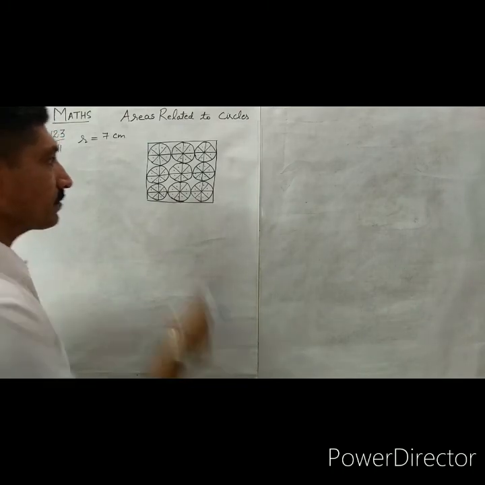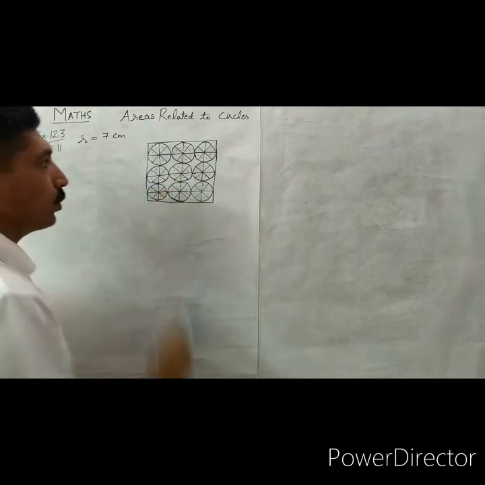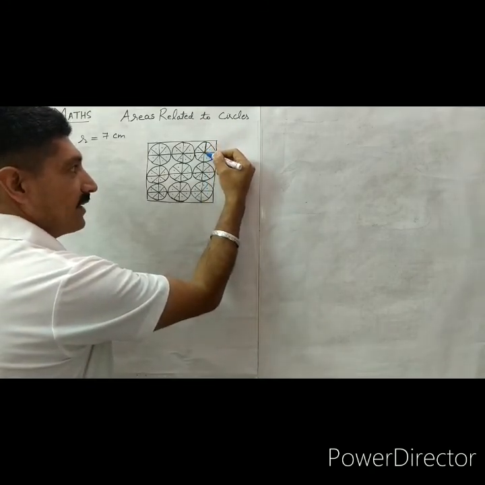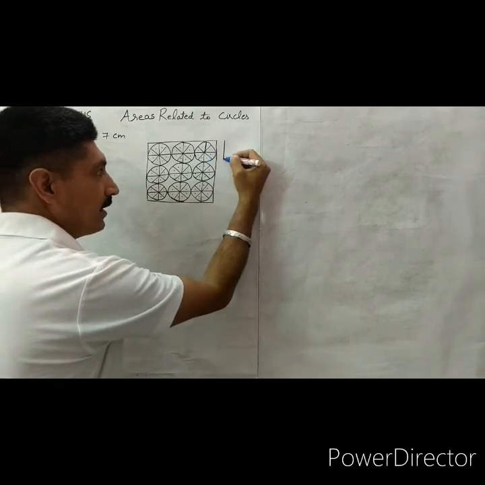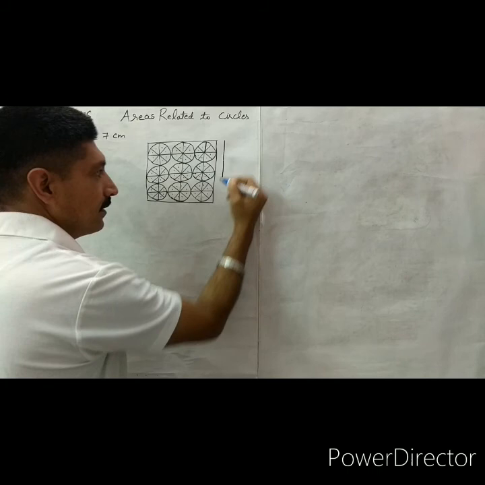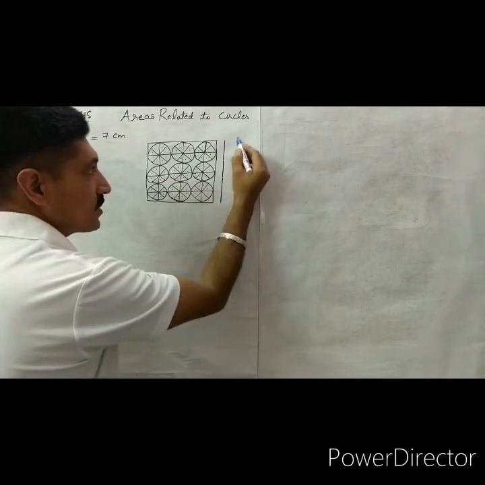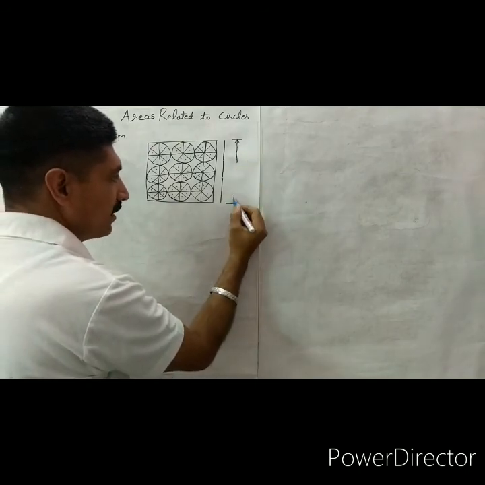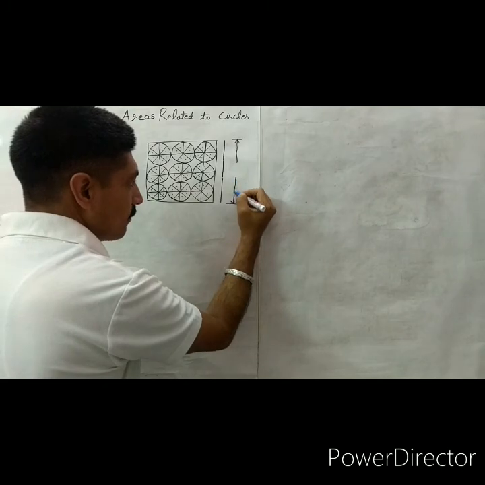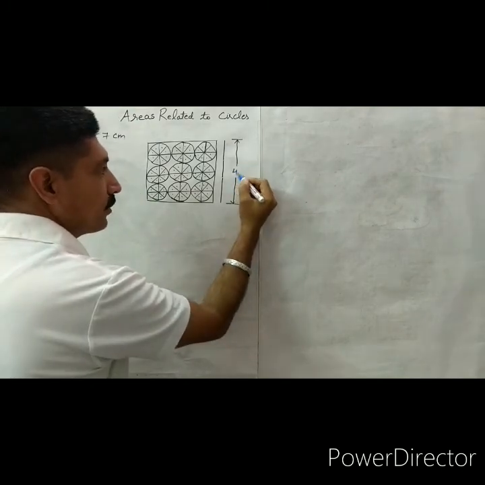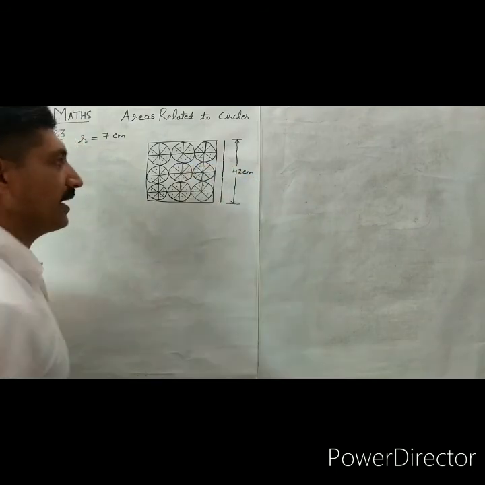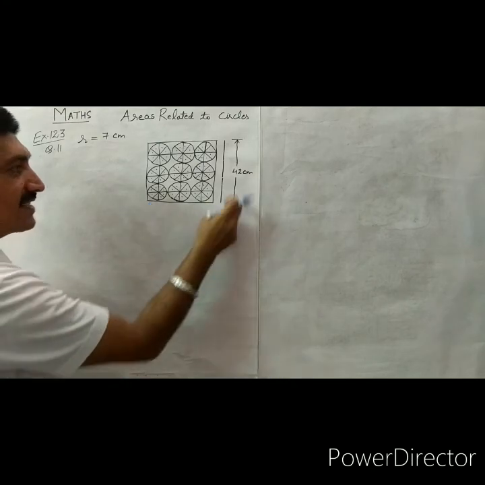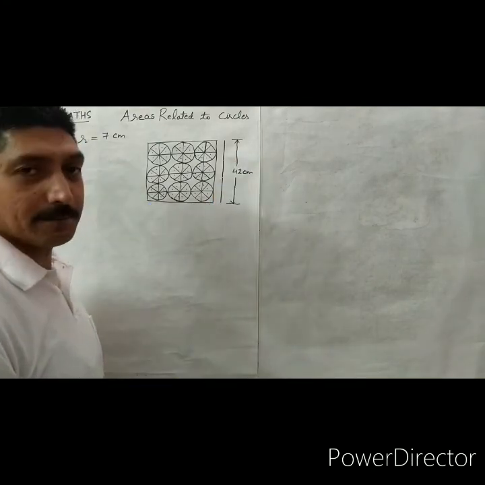So here all the sides are of equal length. The radius of one circle is 7. So the diameter of one circle is 14. So 14, again 14, and third one is also 14. So the total length, or you can say the side of the square in this case, is 14 into 3, that is 42 centimeter. Meaning thereby this square shaped hanky, each side is 42 centimeter.